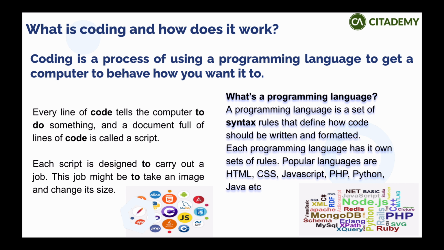So each script is designed to perform a specific job. The job might be to take an image and change its size, or communicate with you, or get your details. All right. So a programming language is a set of syntax rules that define how code should be written and formatted. Each programming language has its own set of rules.